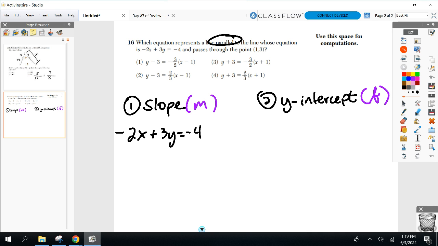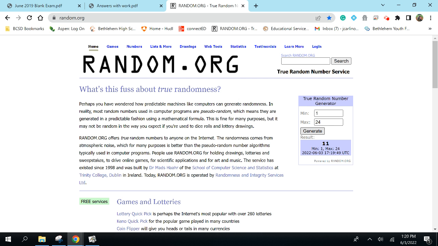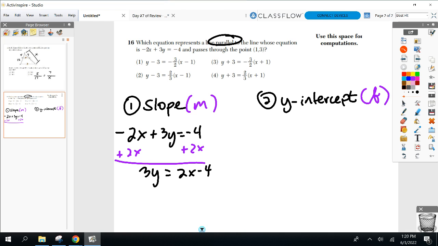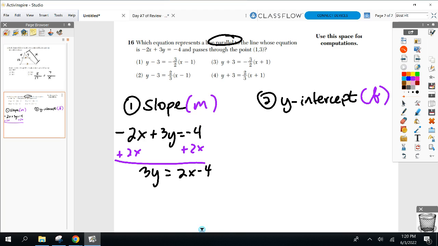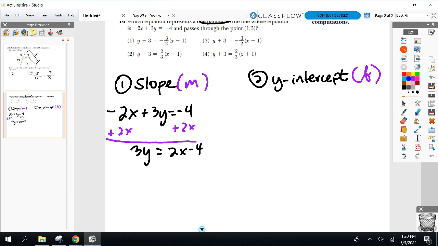Add 2x over. So I add 2x over. 3y equals 2x minus 4. Next. Getting it y equals. Divide the 3's on every side. Y equals 2/3 x. Honestly, I don't care what the y-intercept is.